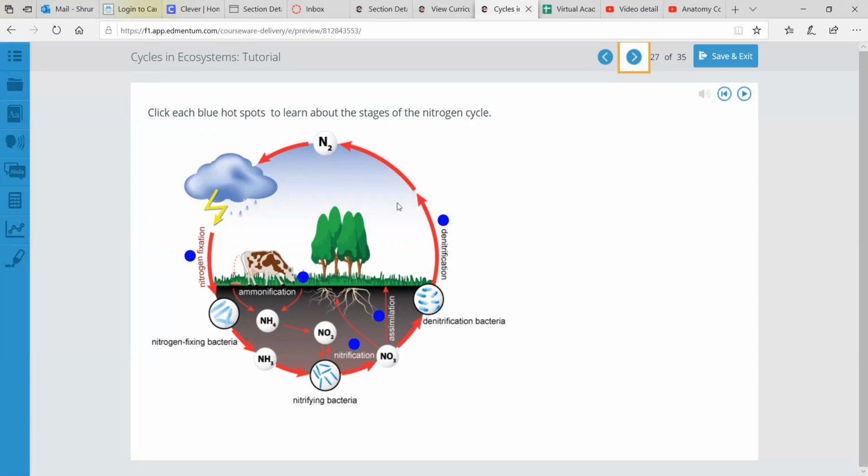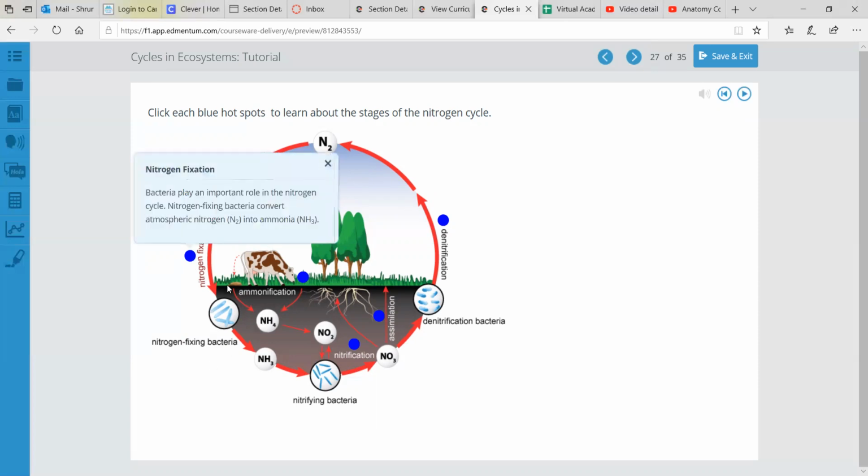So let's see. We'll click here. Bacteria play an important role in the nitrogen cycle. Nitrogen-fixing bacteria convert atmospheric nitrogen, denoted here as N2, into ammonia, NH3.